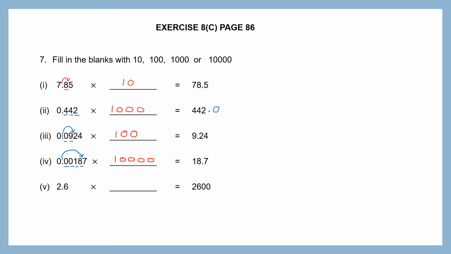2.6 into what will give us 2,600. That means the point is after this now. It's 0.0. So let's see how many places. 6, that's one place. Then we have 1 0, one more place. Then one more 0, one more place. And then the point comes here. So the point has moved 3 places. So that is 1 followed by 3 zeros. That is 1000.